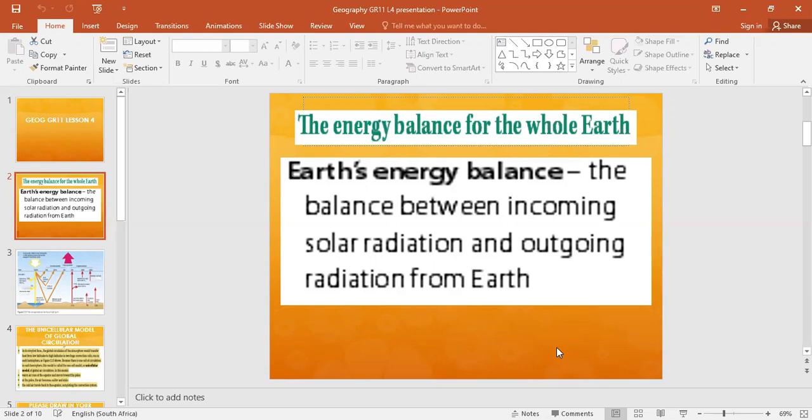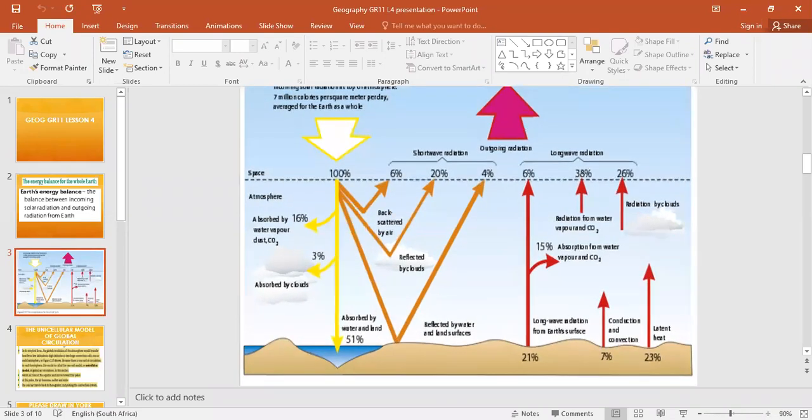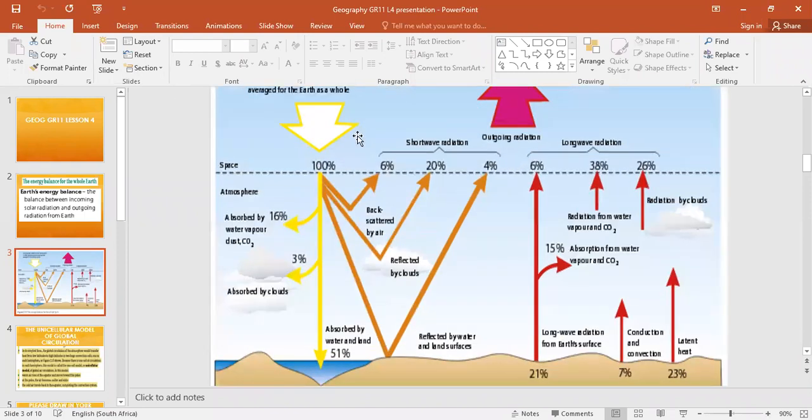Okay, and then when we look at incoming solar radiation and outgoing radiation from the Earth, incoming solar radiation is when we have rays from the sun that are radiated from the sun that come to Earth, and then they are trapped.